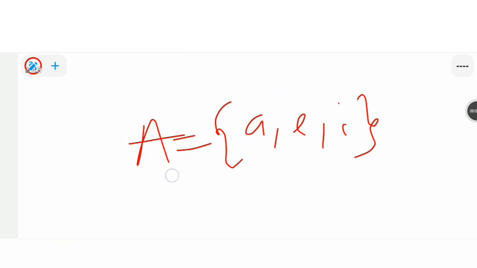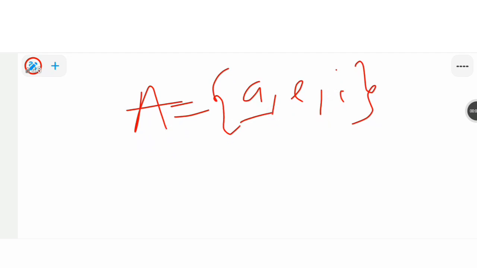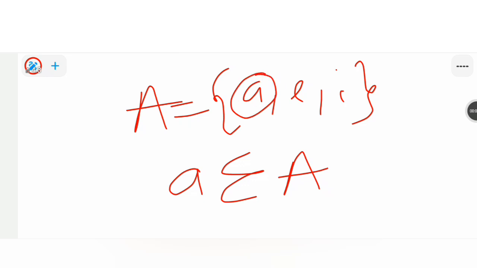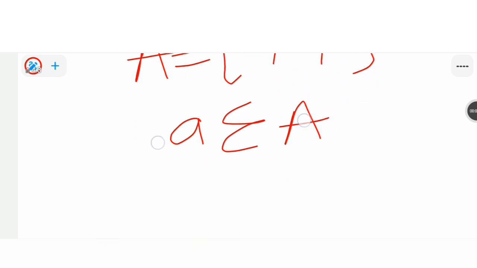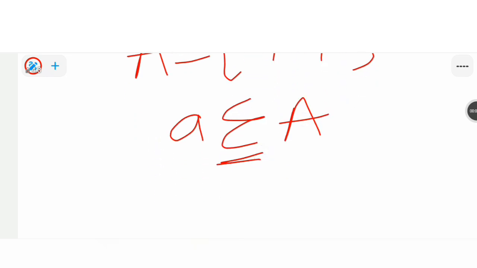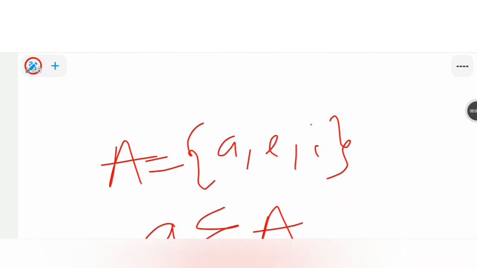This a here is a member of set A. So you can write it like this: a is a member of set A, because a is among the elements of set A. These members are actually called elements. This symbol stands for is a member of, while this one means is not a member of. If you look at this set, you can see that y is not among these elements.